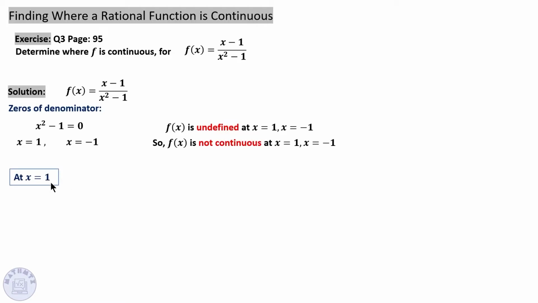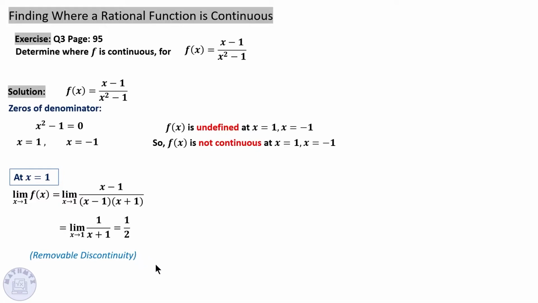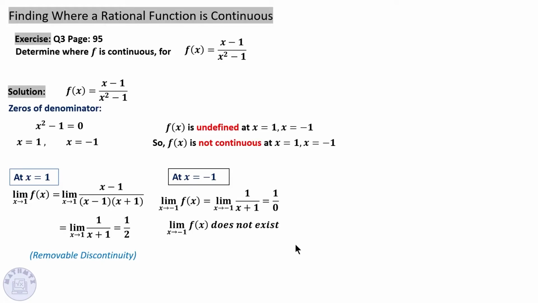So at x equals 1, the expression can be factored out, and these two will cancel out. You'll be left with 1/(x+1). Substituting 1, you'll get half. Therefore, it's a removable discontinuity, since the limit has a value. At x equals -1, if you substitute -1, you'll get 1/0, which is infinity, so the limit does not exist. We say it's a non-removable discontinuity.